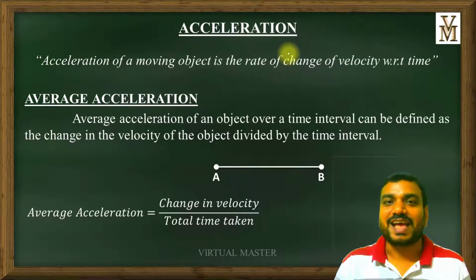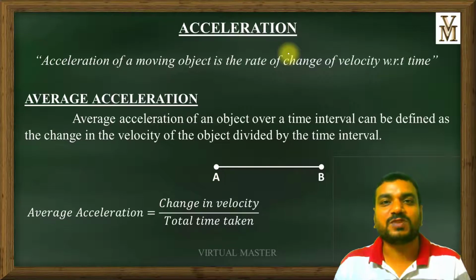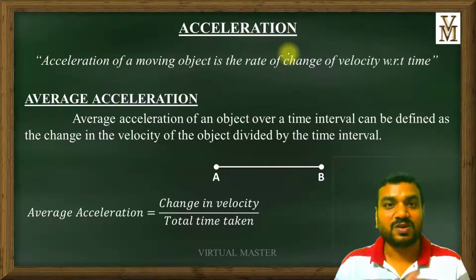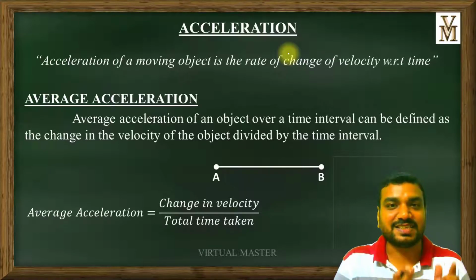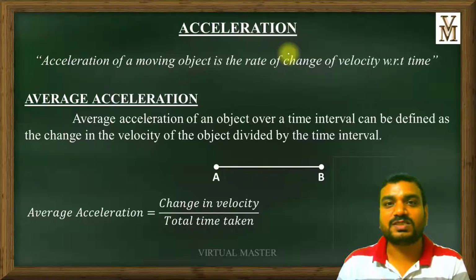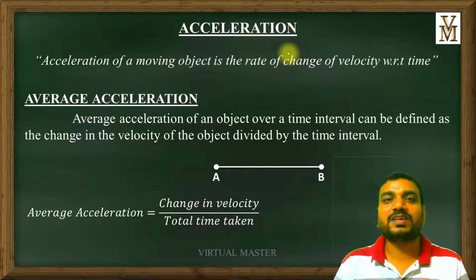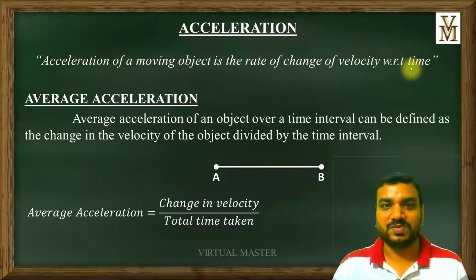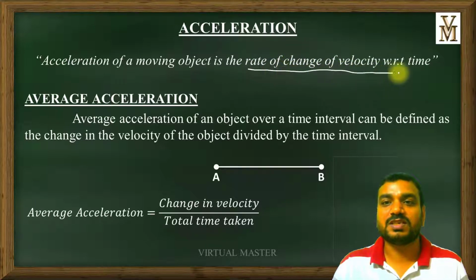In other words, acceleration is the measure of how fast the velocity of the object is changing. Now we can define the acceleration of the object as the rate of change of velocity with respect to time.